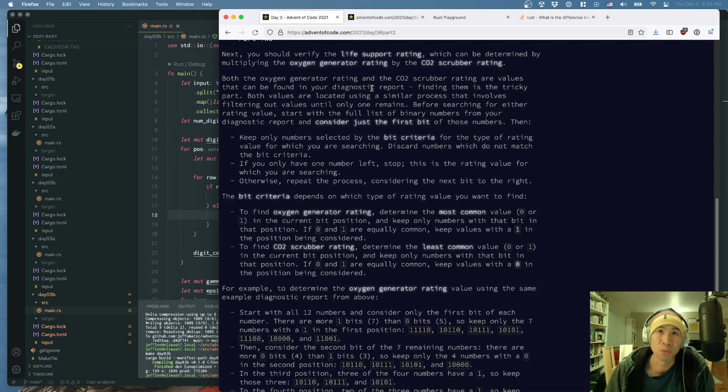They might be once we've eliminated possibilities. To find the CO2 scrubber rating, determine the least common value, 0 or 1, in the current bit position, and keep only numbers with that bit in that position. If 0 and 1 are equally common, keep values with 0 in the position being considered.